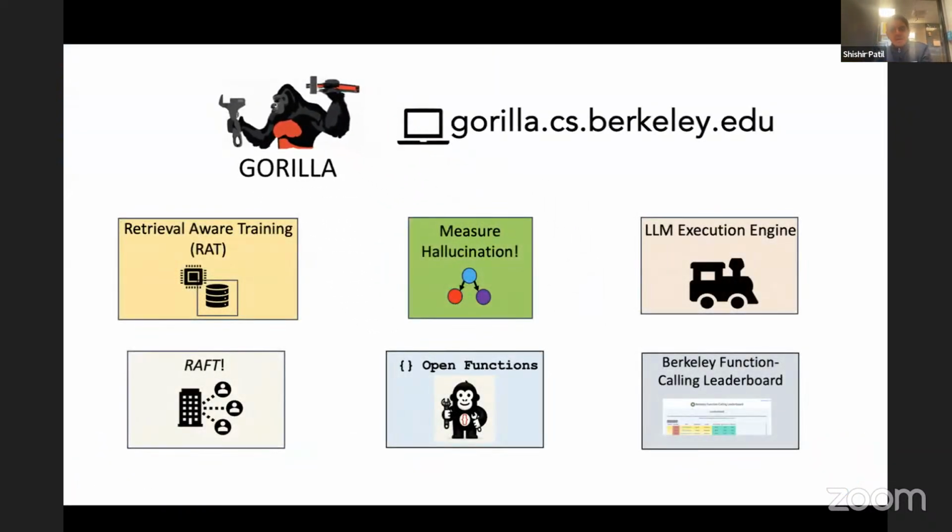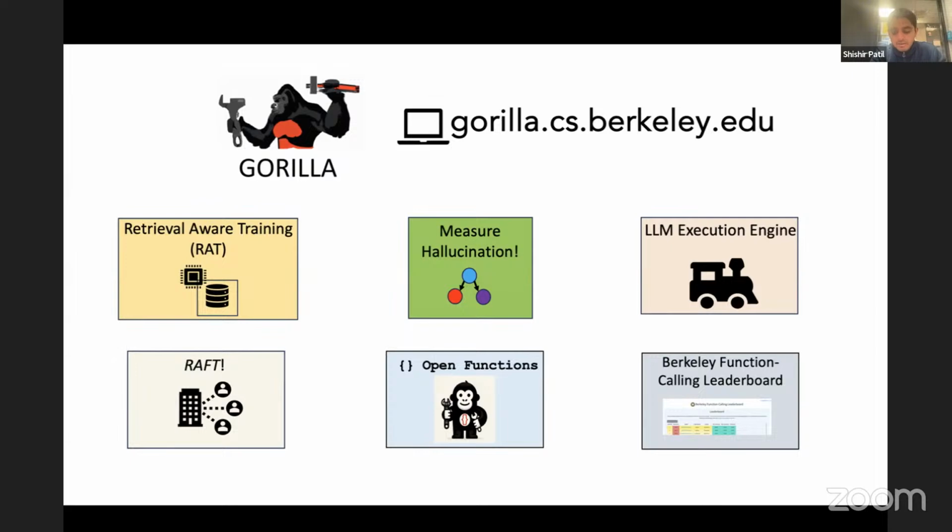And just as a high level overview, when we tried to build the Gorilla project, there were a few interesting things that we had to do. One was, well, APIs change very frequently. So how do you keep up to date with the freshness of data? How do you keep your LLMs up to date is something that we had to answer. And so that's the retrieval aware training aspect of it.